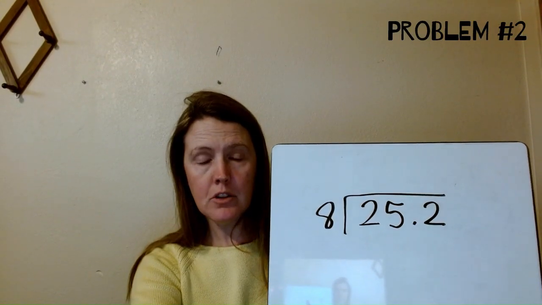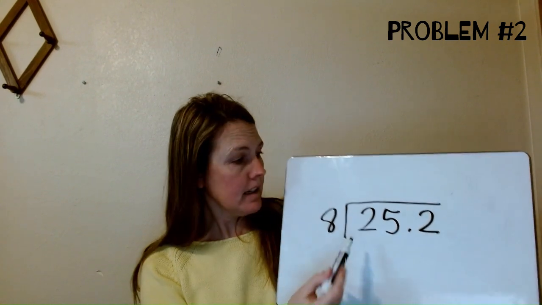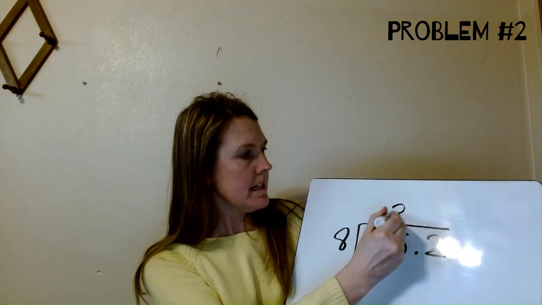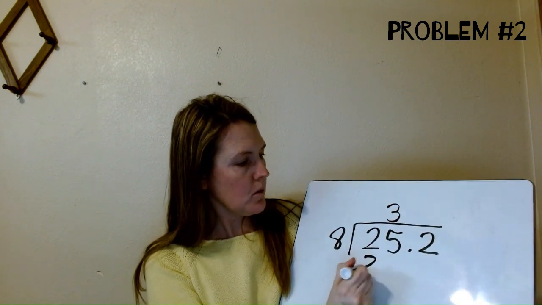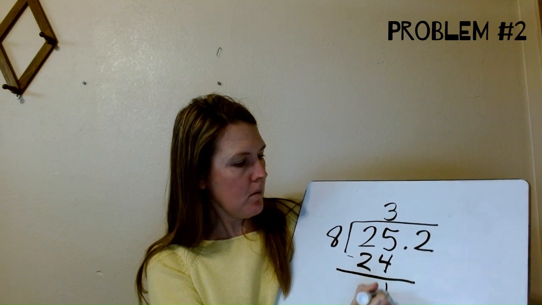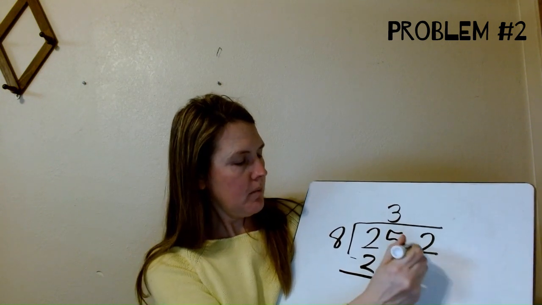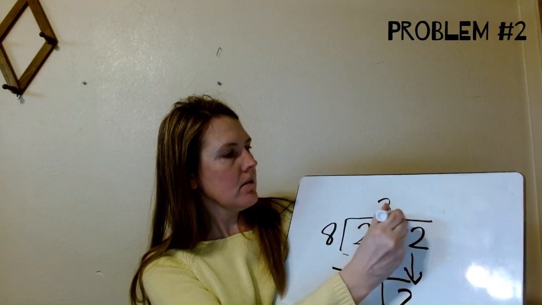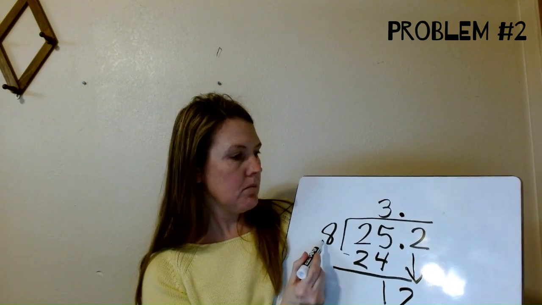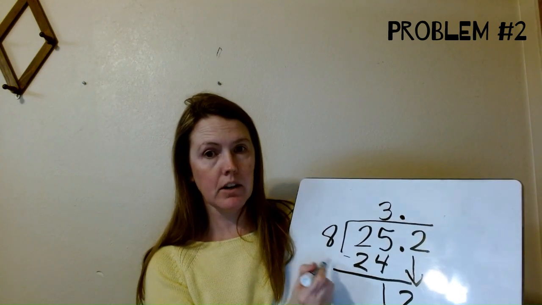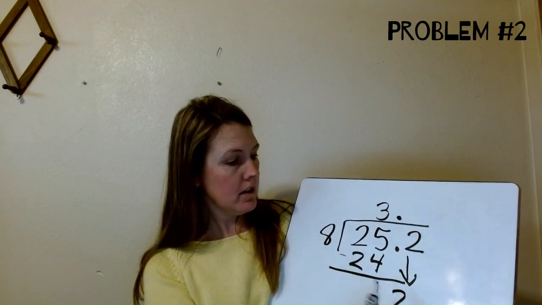This is number 2 rewritten with a bracket, and 8 goes into 25 3 times. 3 times 8 is 24. Then we subtract, we get 1, and we have to bring down the 2. My decimal's already here, so I just bring it straight up. I didn't have to move any decimals in my factors this time, so that was nice because I already had a whole number as my divisor.